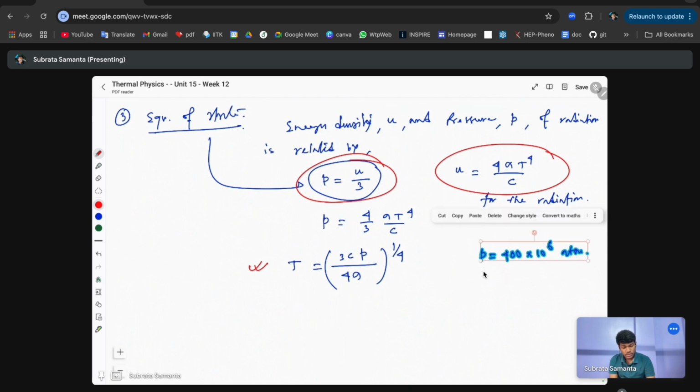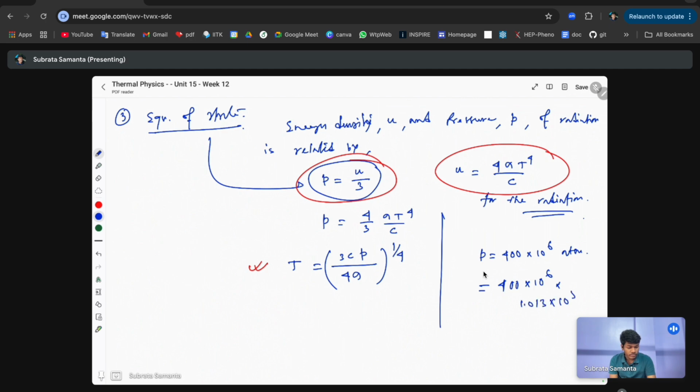Now we have to convert to SI units, so Pascal. So 400 times 10 to the power 6 times 1.013 times 10 to the power 5, that is basically Pascal, or Newton per meter squared.